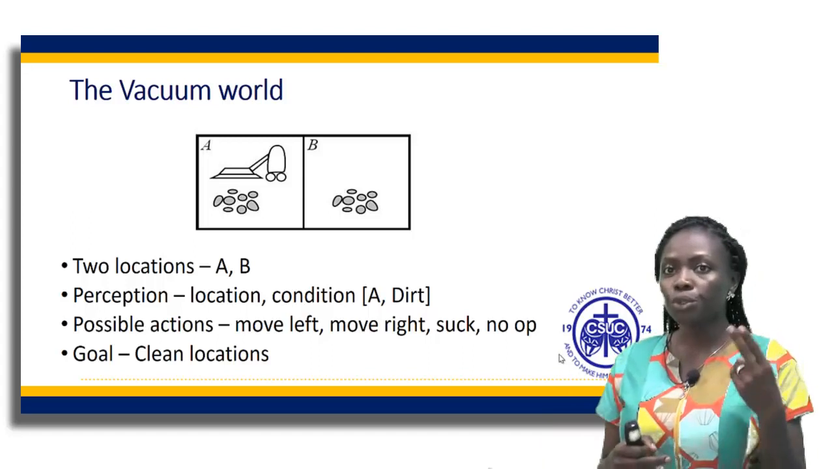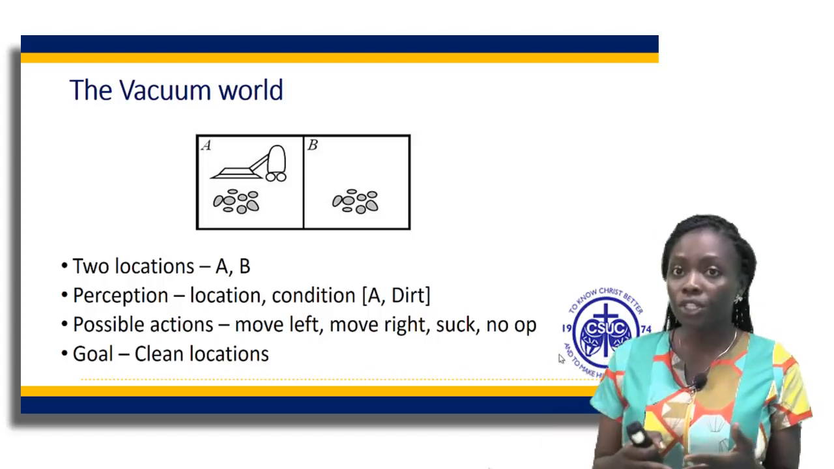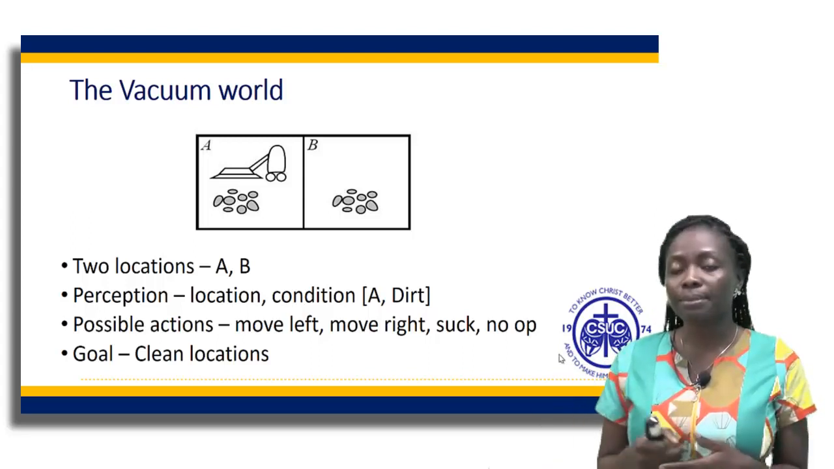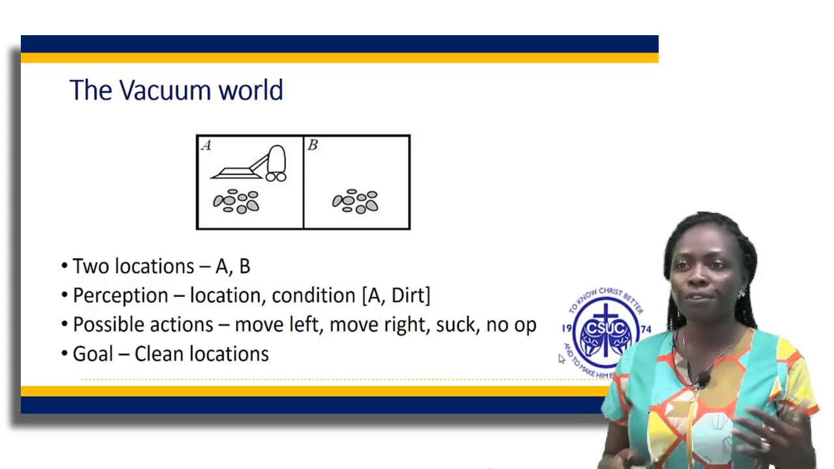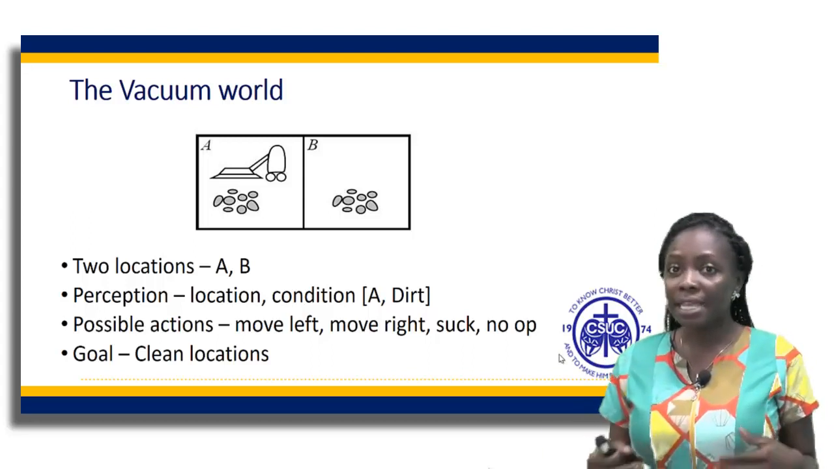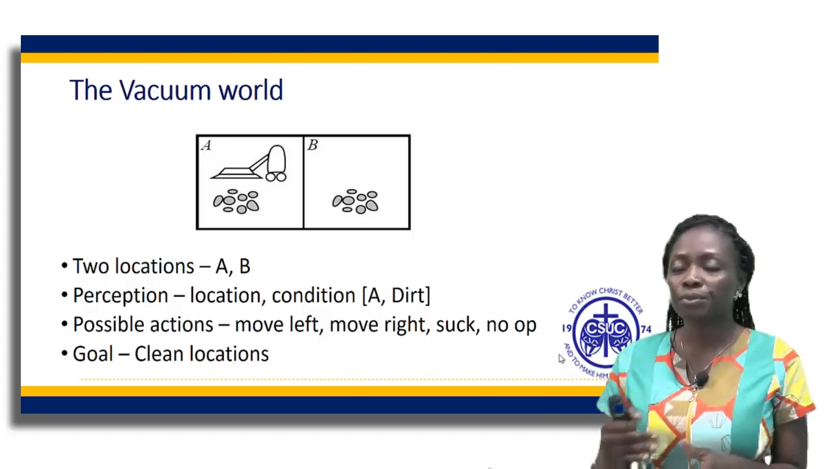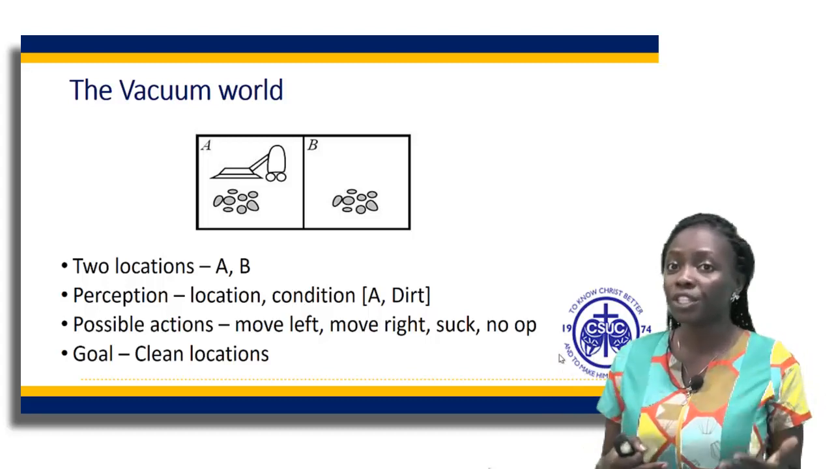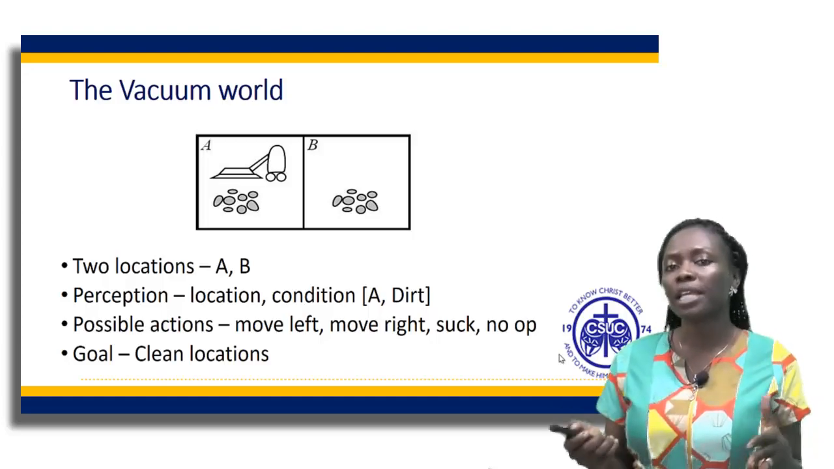We are going to have two variables in our perception: the location, and then the state of that particular location. Possible actions for a vacuum cleaner will be moving left, moving right, sucking up dirt, or doing no operation. And in the world that we are looking at, it's going to be location A and location B. The goal is to have both locations being clean.